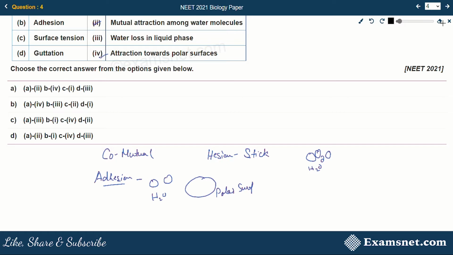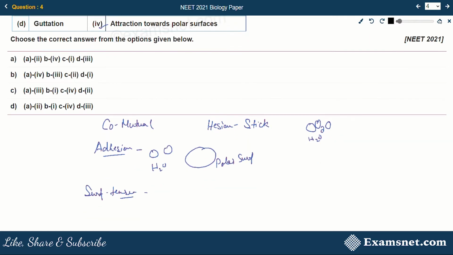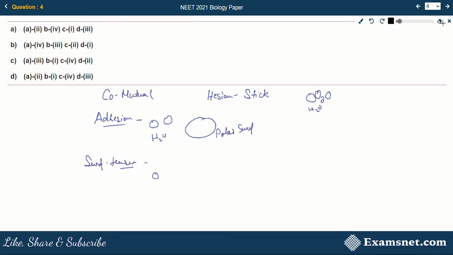Now the next one is surface tension. So what is surface tension? See, this term explains that the water molecules are attracted to each other more in the liquid phase than in the vapor phase. Okay. Therefore, when you store water in a container in the form of liquid, it will stay there for a long period of time. But when it starts boiling and getting converted into vapor, it will start moving everywhere. Right? Why? Because mutual attraction is lowered.